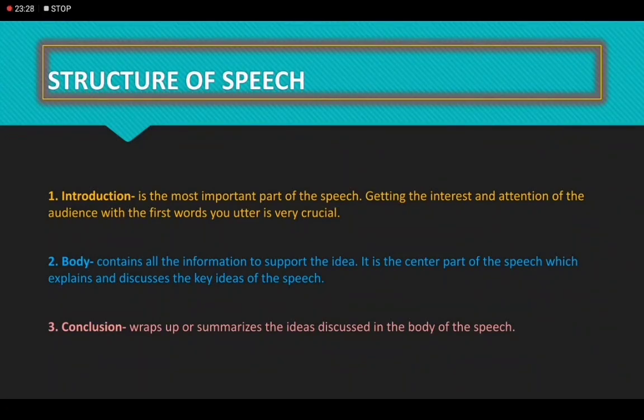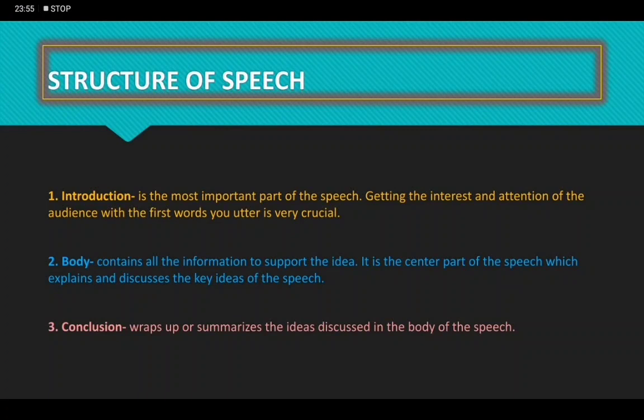Number 2, or the second part of your speech, is the body. This contains all the information to support the idea that you have just presented in your introduction. It is the center part of the speech which explains and discusses the key ideas of the speech. So the body is very important as well. This part should be meaty. This part should be filled with information that supports your idea.